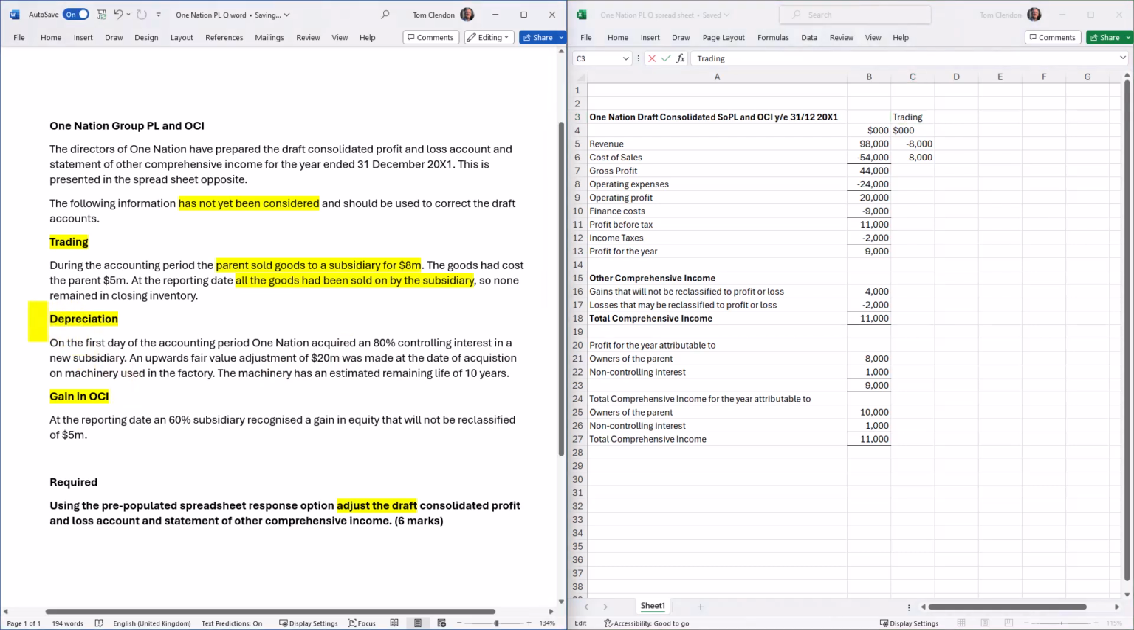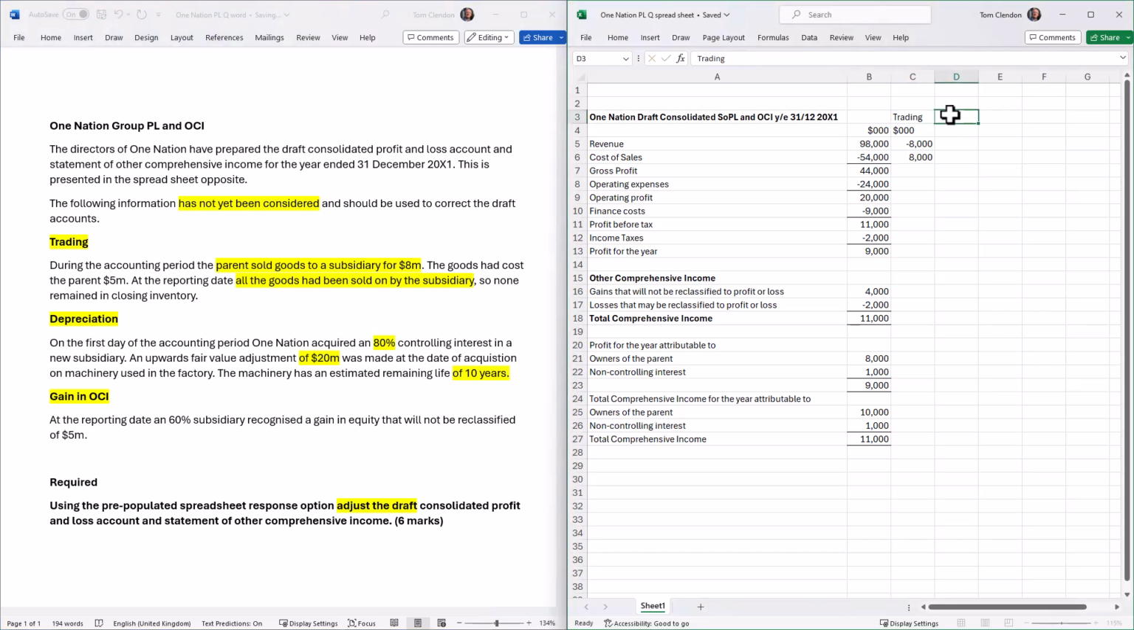Depreciation. At the beginning of the year, there's an 80% sub. There's a fair value adjustment of 20 million, and it has a life of 10 years. Therefore, there's an additional depreciation of 2 million that needs to be adjusted for in the P&L. Obviously, if we were doing the balance sheet, the 20 million would affect the PPE, but we haven't got the balance sheet. So we've got the additional depreciation of 2 million. That's an additional expense. So we've got here the depreciation.